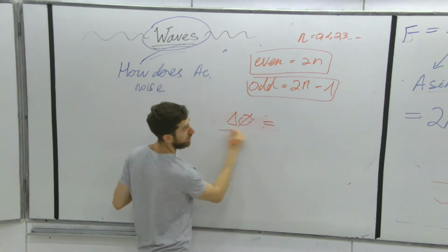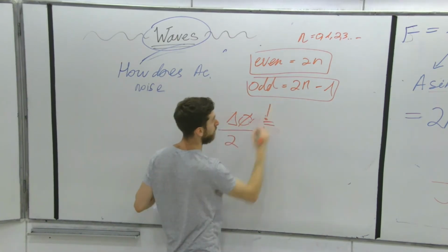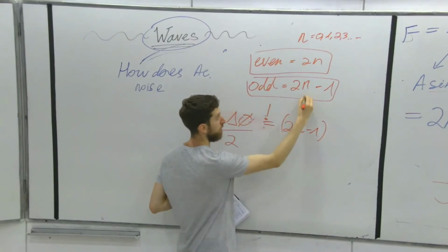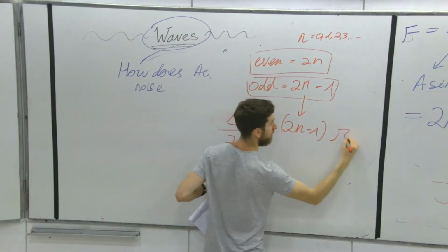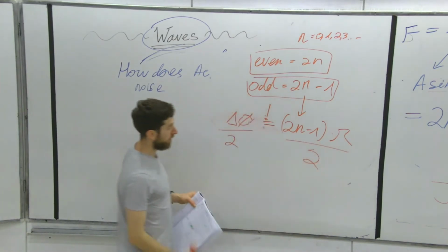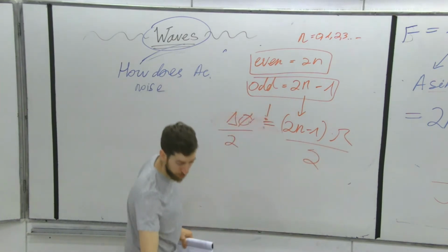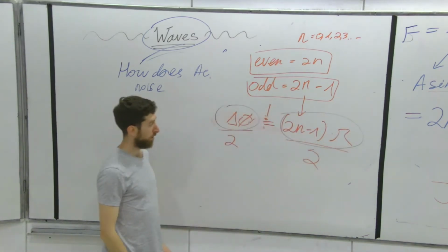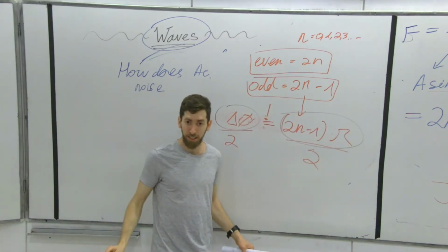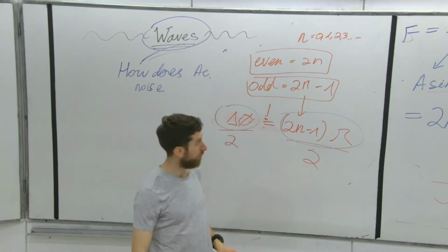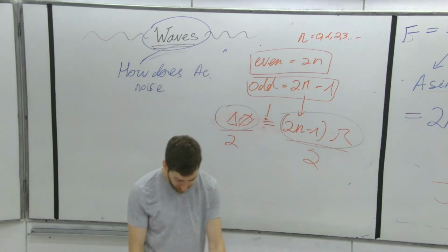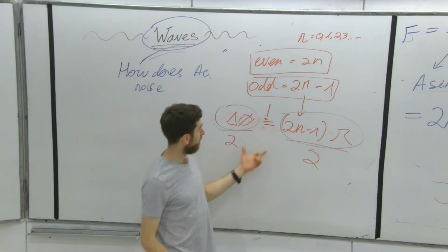So this divided by 2 must be equal to what? An odd number. This is my odd number, multiplied by pi, divided by 2, right? So I actually want this one to be equal to this one. And that's it. That's all I need to satisfy to kill it down. You understand the concept? So this is really cool, okay?